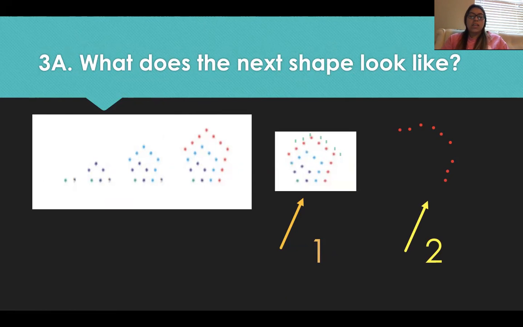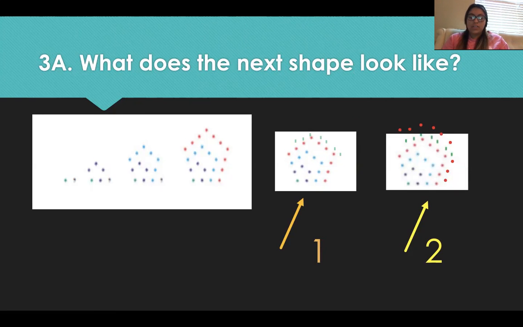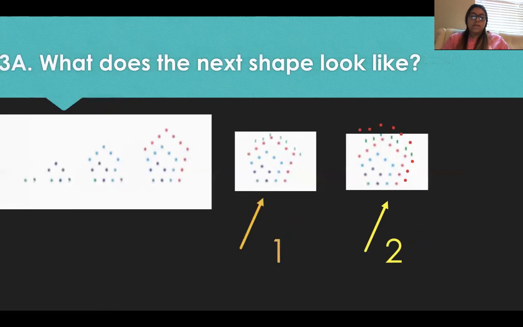As we can see, the next pattern looks like this, like number 1, with squares added to it. This is how the next shape will look after adding 6 green dots. So number 1, adding 6 green dots. The pattern after this one will look like this on the right, with a pattern of 9 extra dots.